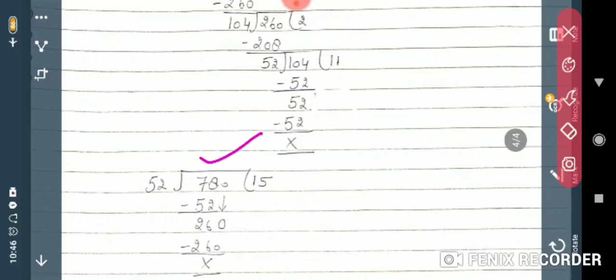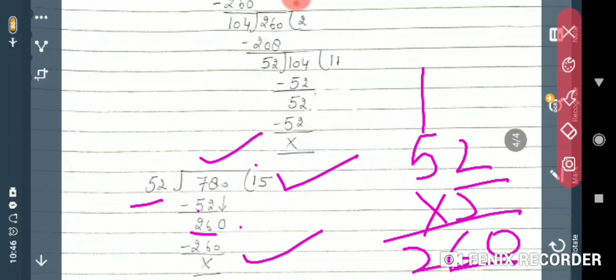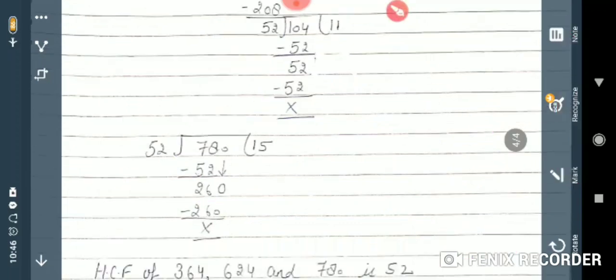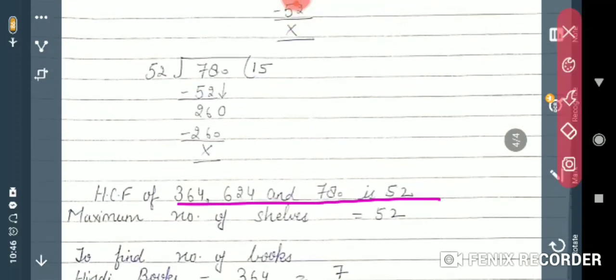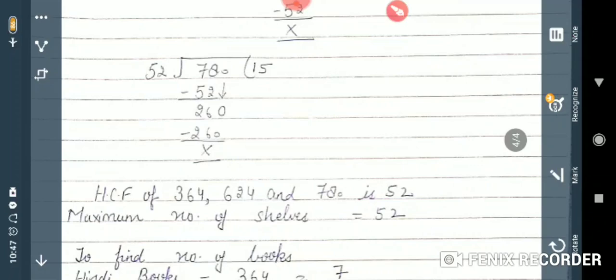Now the remaining number you will solve. What? 780. So 52 ones are 52. 78 minus 52, what will you get? 26. Carry forward 0. If you multiply 52 by 5, what will you get? 260. So 52 5s are 260. So what is the HCF? 52. HCF of 364, 624 and 780 is 52. So the maximum number of shelves, how many will be there? 52.